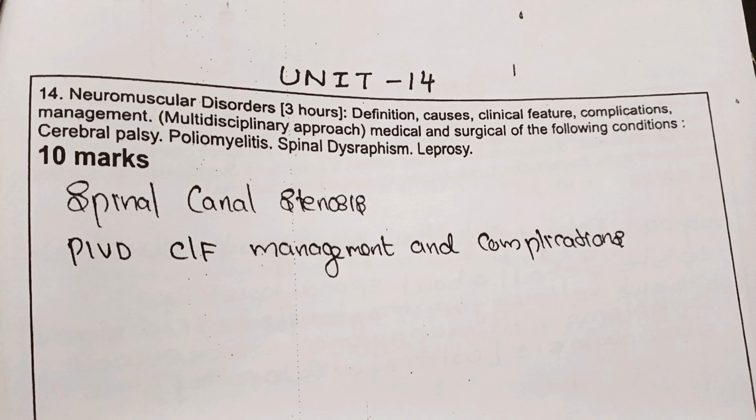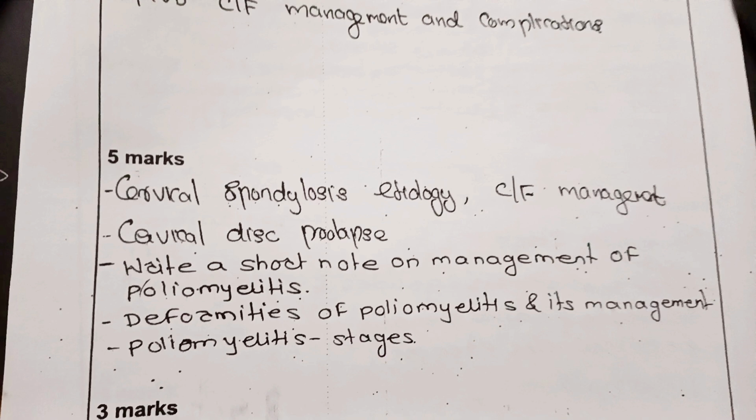In this, the important 10-mark questions are: the first one, spinal canal stenosis; second one, prolapsed intervertebral disc, its clinical features, management, and complications. Coming to the important 5-mark questions, the first one, cervical spondylosis, its etiology, clinical features, and management. Second one, cervical disc prolapse. Third one, write a short note on management of poliomyelitis. Fourth one, deformities of poliomyelitis and its management. Fifth one, poliomyelitis and its stages.